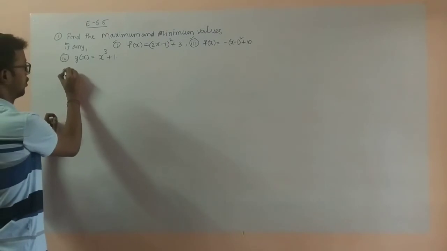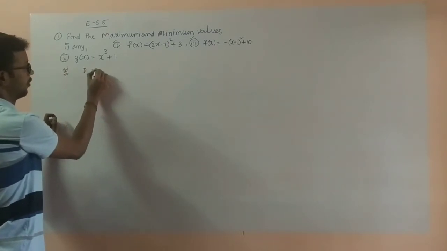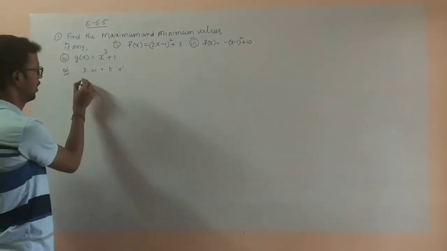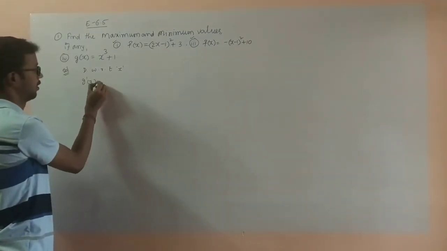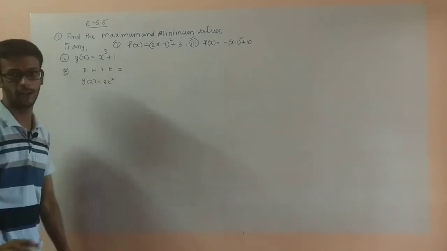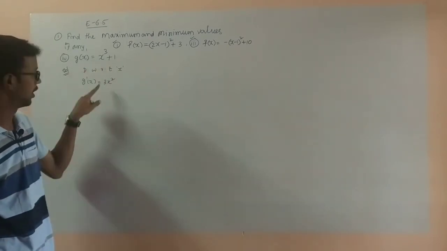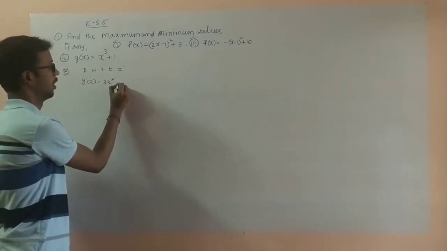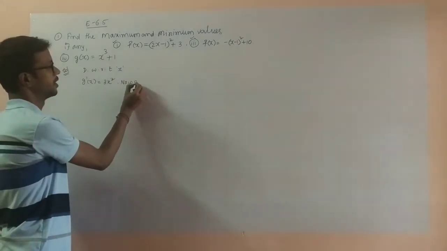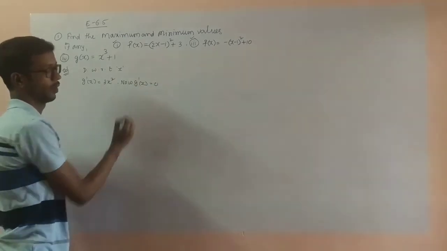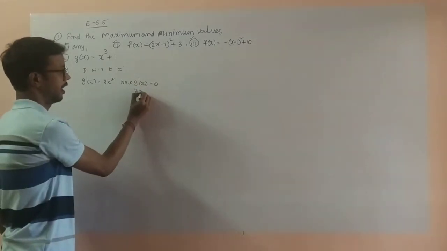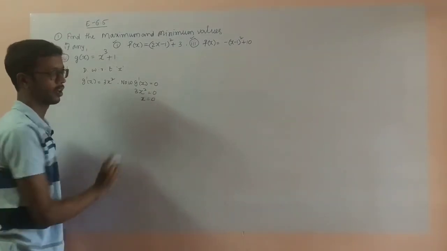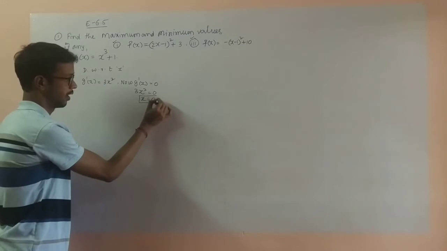So first of all, solution: differentiate with respect to x. The second derivative test I am using. g dash of x is equal to 3x square. The derivative of x cube is 3x square, plus 1's derivative is 0. Now g dash of x is equal to 0. 3x square is equal to 0, so x is equal to 0. This is a critical point.